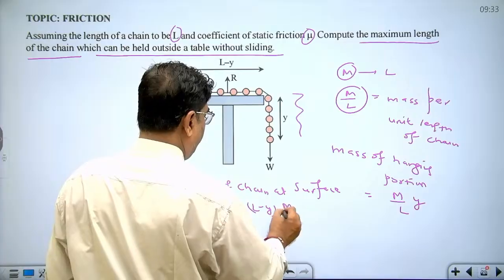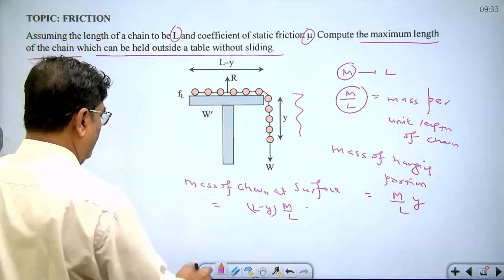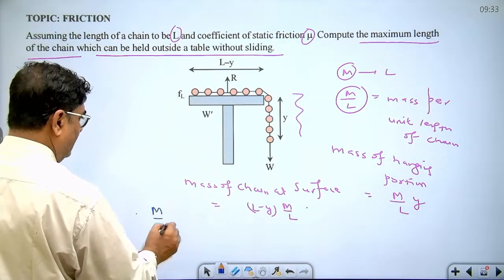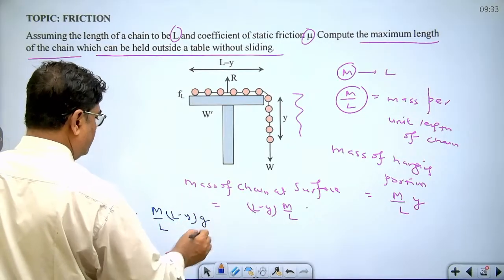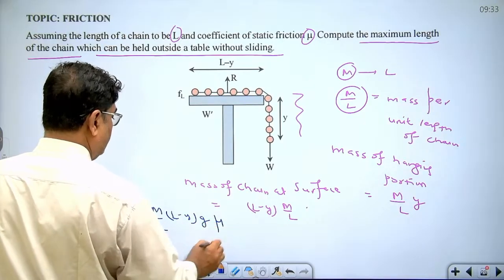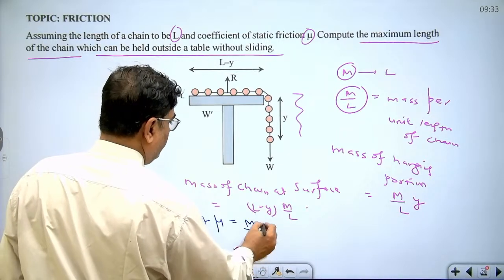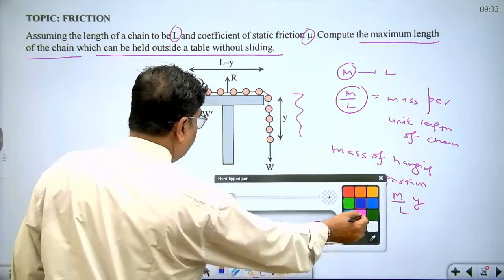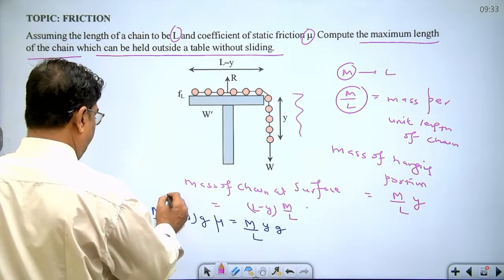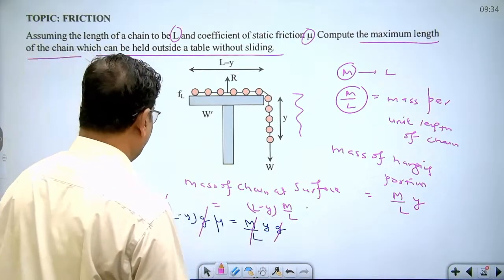Mass per unit length is m by L. So to prevent sliding, what is the condition? The weight m by L, L minus y into g, this is the weight mg, equal to the normal reaction, and the frictional force is mu into N, and this should be equal to the weight of the hanging portion, m upon L, y into g. Now what do we need to find? We need to find the maximum length y. m by L got cancelled, g got cancelled, so L minus y into mu equals y.